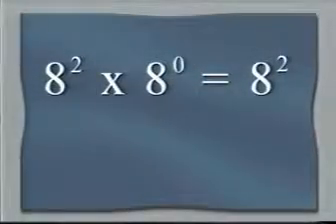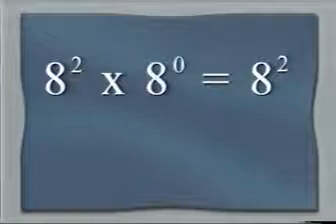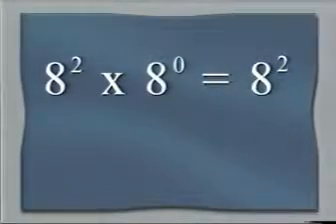We have 8 to the second times 8 to the 0. The rule for multiplication says keep the base and add the exponents. So, 2 plus 0 is 2. We get 8 to the second power. Wait a second. We've multiplied 8 to the second and received an answer of 8 to the second. The only number in our number system that does that is 1. So 8 to the 0 must be 1.